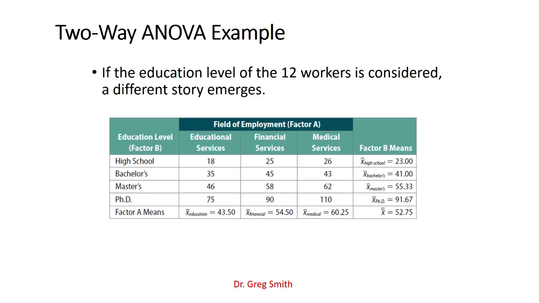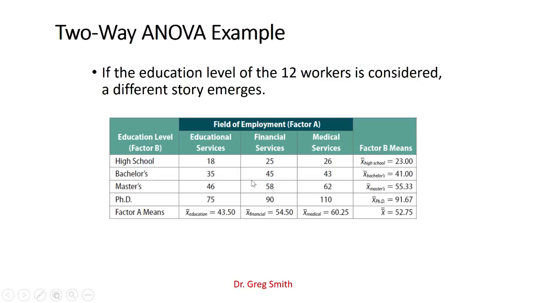Now, the question would be, is it the employment, the field you're in, or your degree that seems to be pushing this? You can see the average for each. So the average education was 43,500, 54,500 for financial, and medicine was 60,250. But you'll also notice that PhDs make 91,670 versus 23,000 for just high school students in general. The mean of means, the grand mean, was $52,750.